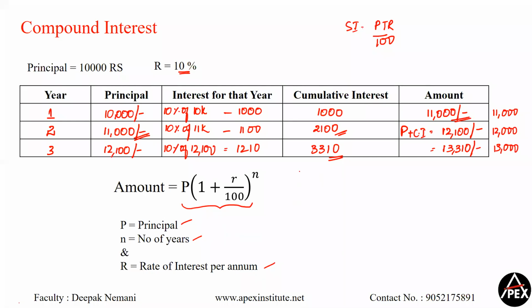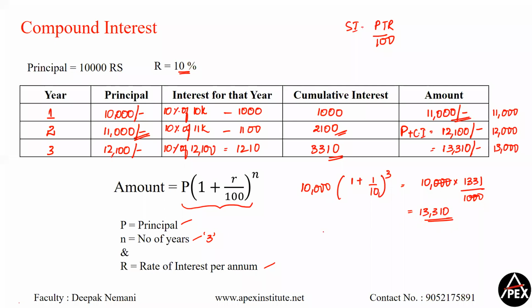For example, if I consider this, let me calculate the amount at the end of 3 years. That will be equal to principal 10,000 into (1 plus rate of interest 10%, so 10 by 100 is 1 by 10) cube. So this will be 10,000 into 11 cube by 10 cube, which is 1331 by 1000. So this will be equal to 13,310. This is the amount that we will receive at the end of 3 years.